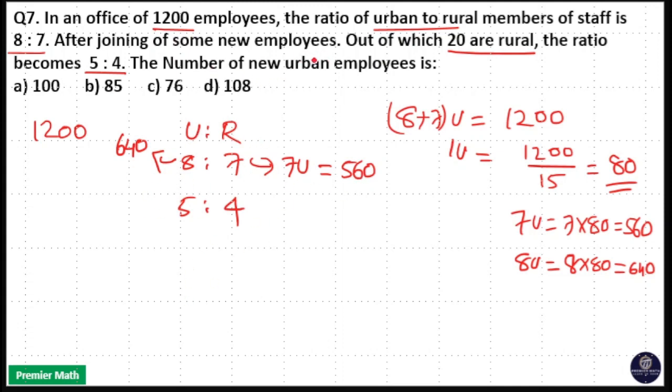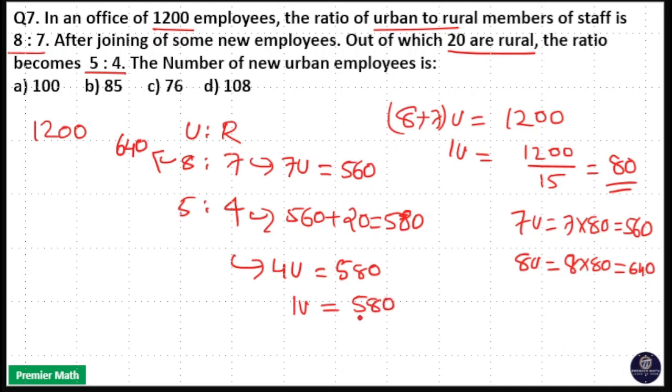After joining some new employees, out of which 20 were rural. 20 are rural means 560 plus 20 is equal to 580 is the new rural people. That means 4 units is equal to 580. 1 unit will be 580 divided by 4, which is 145. So 145 is 1 unit in the new ratio.